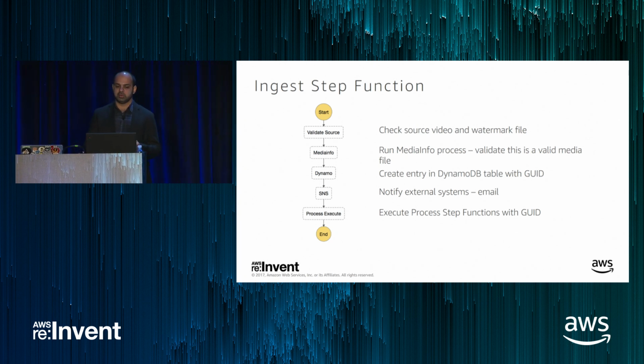So the ingest step function starts with a notification that is triggered by the S3 bucket. The S3 bucket will have notifications enabled, so anytime a file lands in S3, it will trigger this workflow. Start, validate source, run MediaInfo to make sure that this is a valid media file, and then compare it with the metadata file. Then create an entry or put the state in DynamoDB, and send out a notification to the process function.